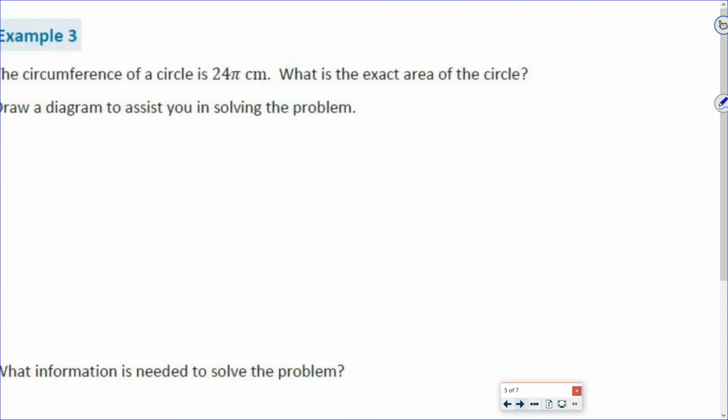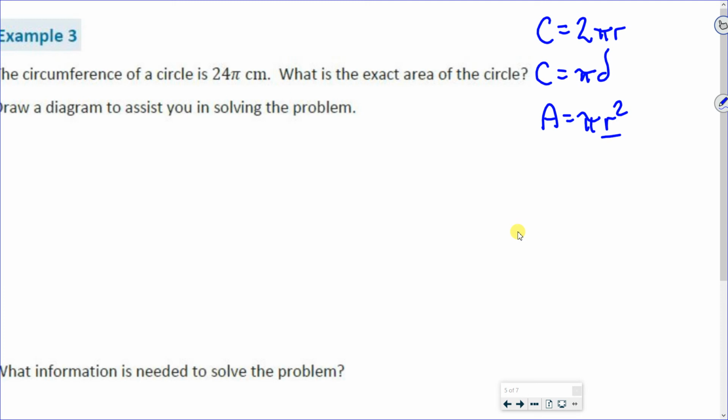All right, so the circumference of a circle is 24 pi centimeters. What is the exact area of the circle? Draw a diagram to assist you in solving the problem. Okay, well, first off, the circumference formula is 2 times pi times r, or the circumference is pi times the diameter. Well, in order for me to do an area problem, which is area equals pi r squared, I need to know what r equals. So I need to set this problem up to where I'm going to use a formula that's going to give me r.